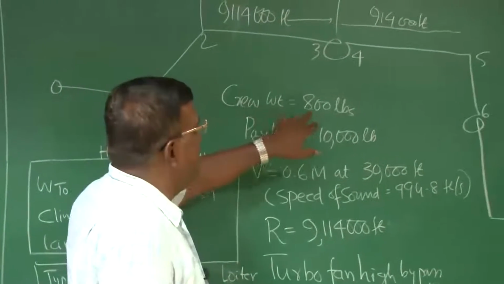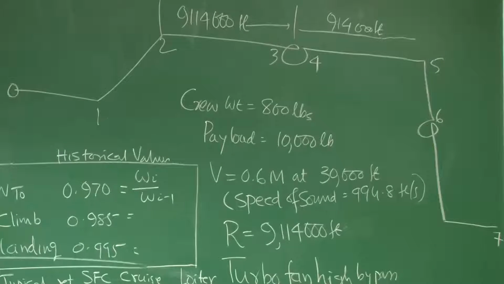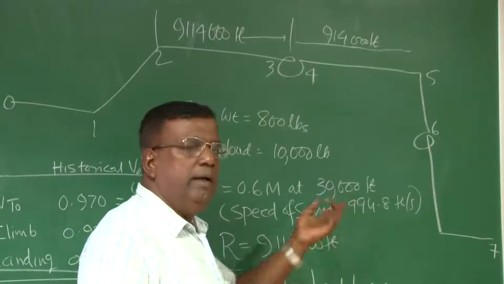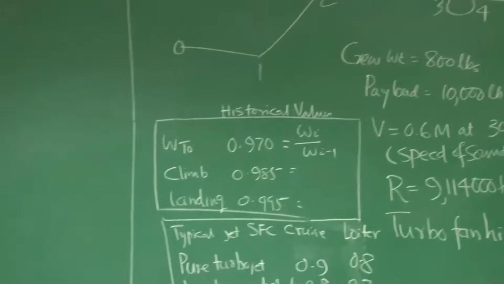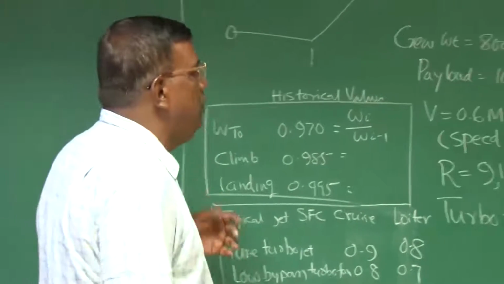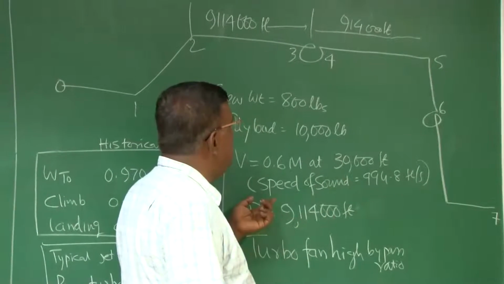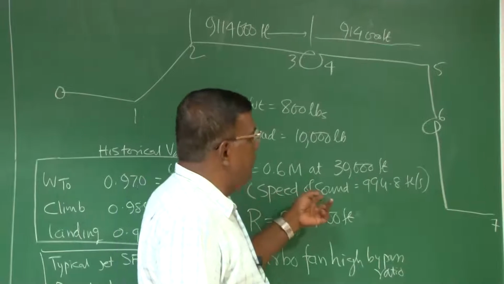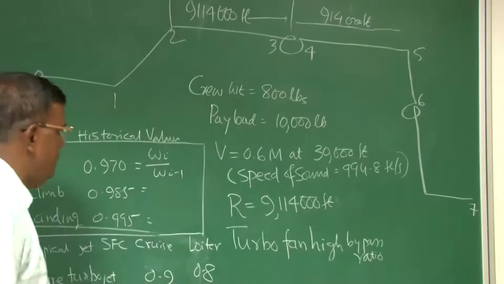The example is: crew weight is 800 pounds, payload avionics maybe 10,000 pounds. We want to fly at Mach 0.6 at an altitude of 30,000 feet. You will find that where you are using a jet-driven engine, the optimal altitude is around 30,000 feet, the tropopause. All those details will come as we grow. Just to see how to compute fuel consumption, we are taking some numbers. And remember, when I am talking about Mach number, I need to know the speed of sound at 30,000 feet, and that is 994.8 feet per second.